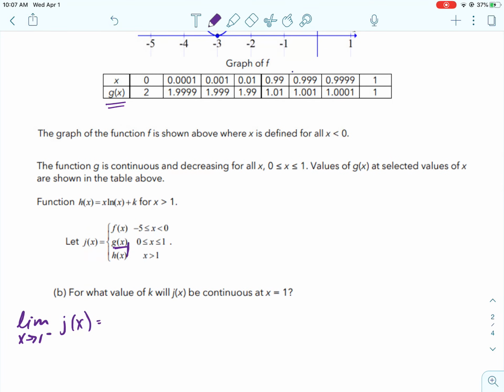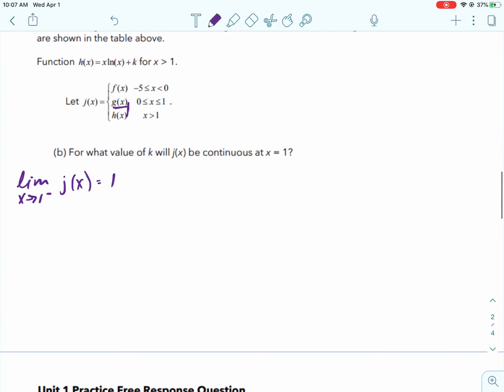All right, don't forget that when we're approaching 1 from the left, we're going to use g. G is the table. And as these x values get closer and closer to 1, the y values also get closer and closer to 1. So that limit should be 1. All right, for this to be continuous, we would need the limit as x approaches 1 from the right to also be 1.